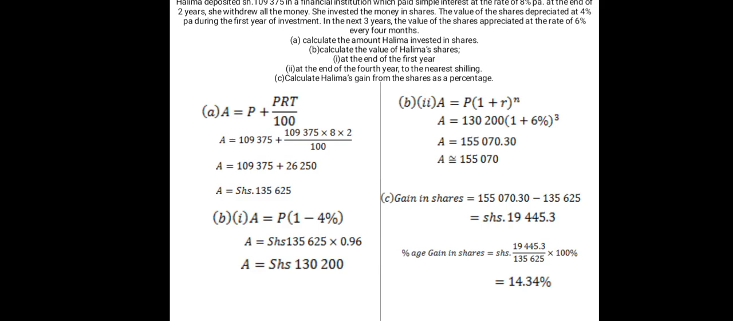Now, what about the gain? We take the value at the end of the fourth year, then the value at the beginning when she first invested, the difference divided by the value when she first invested multiplied by 100%, and we get that the percentage gain on her shares was 14.34%.